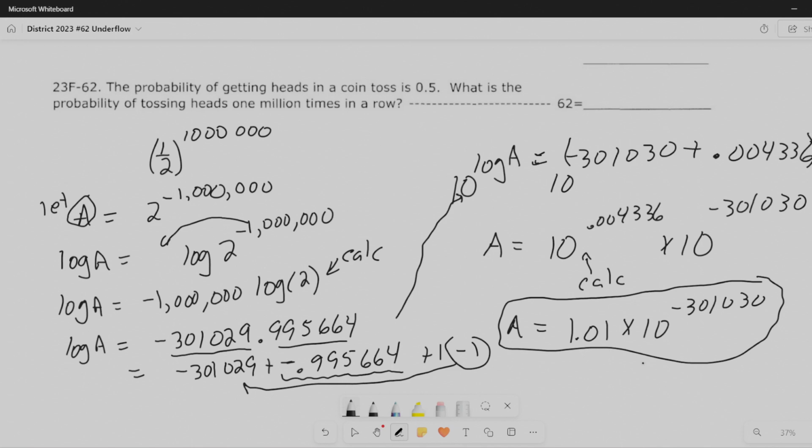Three significant digits, written in scientific notation, is acceptable. Of course, you're not going to try to write this in standard notation. And there goes your answer. That's how you do underflow problems.